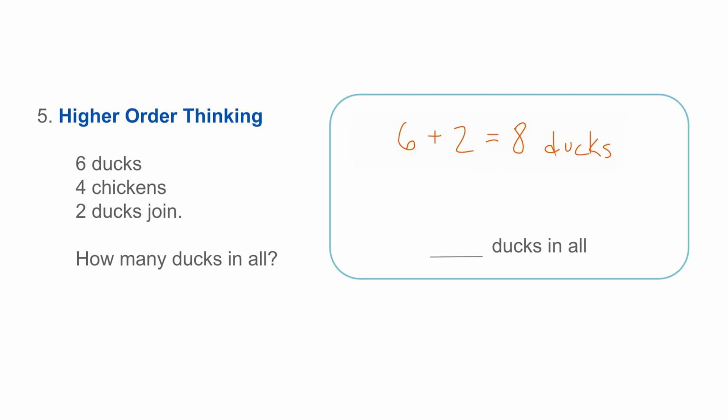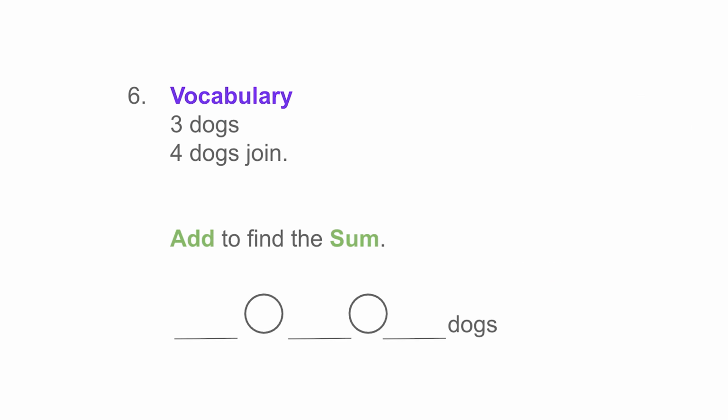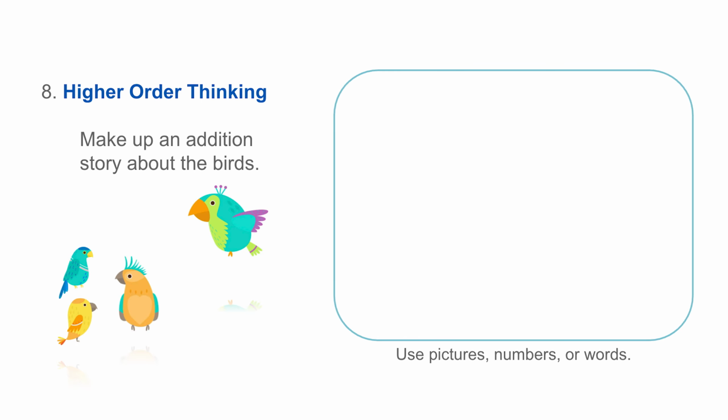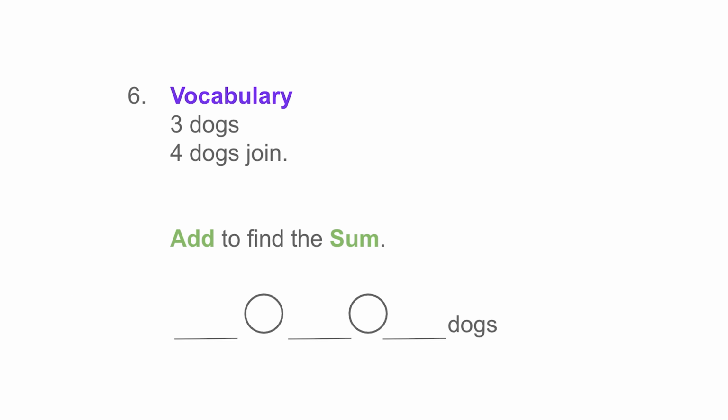They've already put ducks in all, but if this was not provided for you, they would expect you to write in the word ducks. There are 4 more problems in this homework. One of those I want you to know is another higher order thinking question. Number 6, there were 3 dogs, 4 dogs join.